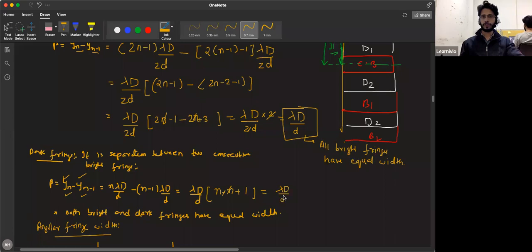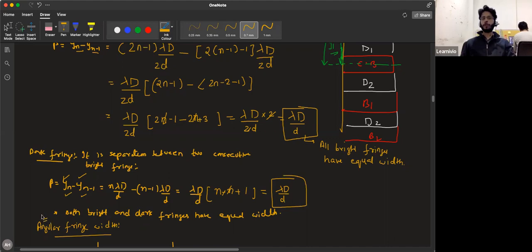So this simply means that in interference, all bright fringes and all dark fringes have exactly the same width. Even bright and dark fringes have the same width. This is a characteristic of interference. When we do diffraction, we'll see that bright and dark fringes will not have the same width. This happens only in interference, Young's double slit experiment.